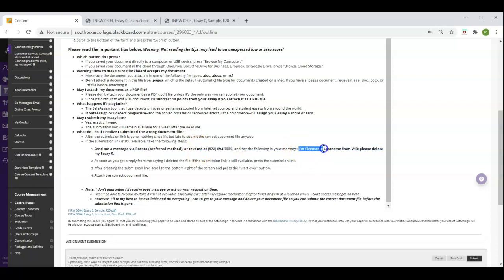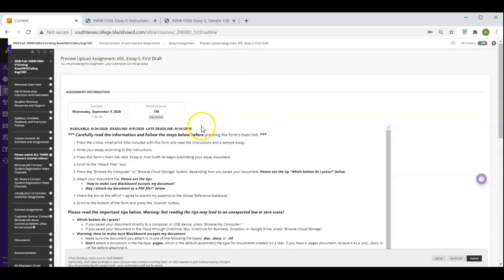All you have to say is I am so-and-so from B13 or B14, B15, for those of you in those sections. Please delete my essay 0. Even if it's a blank, I'm basically deleting your submission, and I'll text you back when I've done it, and then you can submit it right. So that was the warning.